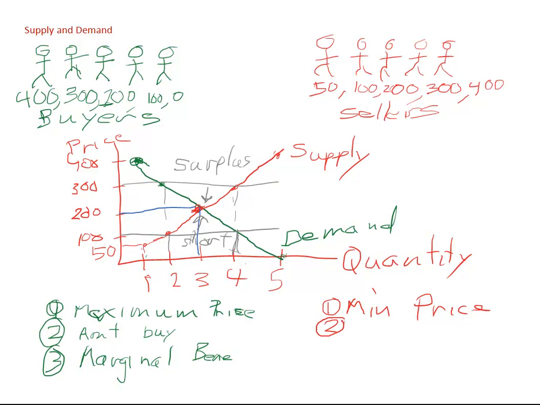Second thing is it shows the amount they're willing to sell. At $50, we only have one seller. At $100, we have two sellers. At $200, we have three sellers willing to sell. We did it in sellers for 1 unit each, but people are willing to sell up to 1 unit at 50, up to 2 units at 100, up to 3 units at 200, up to 4 units at 300. So notice we're just taking the price and going over to the supply curve and down, and that shows you the amount they're willing to sell.